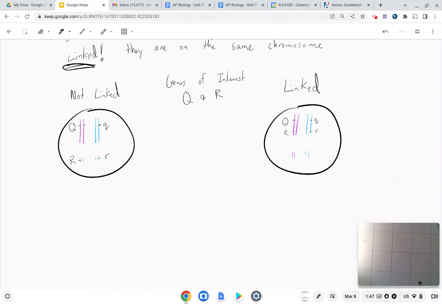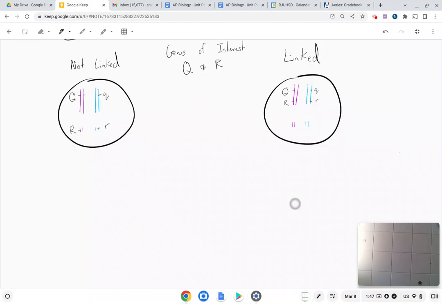Okay, so why do we care? Why do we care about linked versus not linked? The reason we care is because it's going to have an effect on the pattern of inheritance that we see in the offspring. In other words, it's going to be very, very likely, in fact, most of the time, we're going to find the offspring of the linked genes get inherited together. I fully expect the gametes here to have capital Q and capital R together, because there's no way in which those can separate from each other. They're a package deal. They get inherited together.